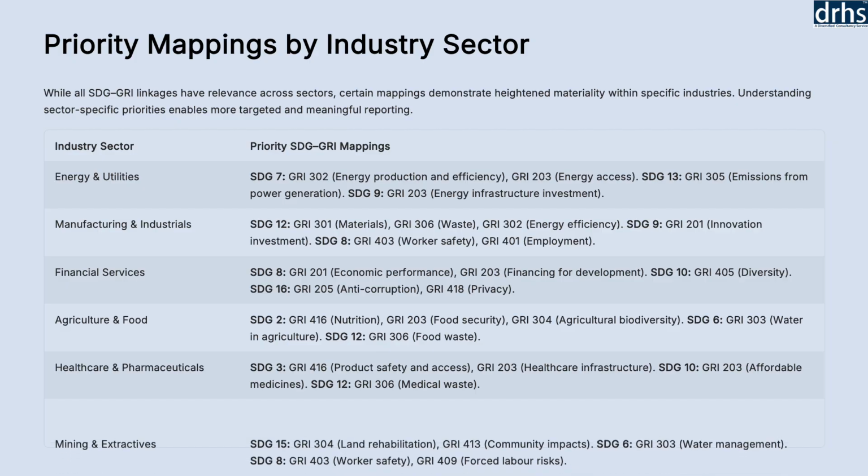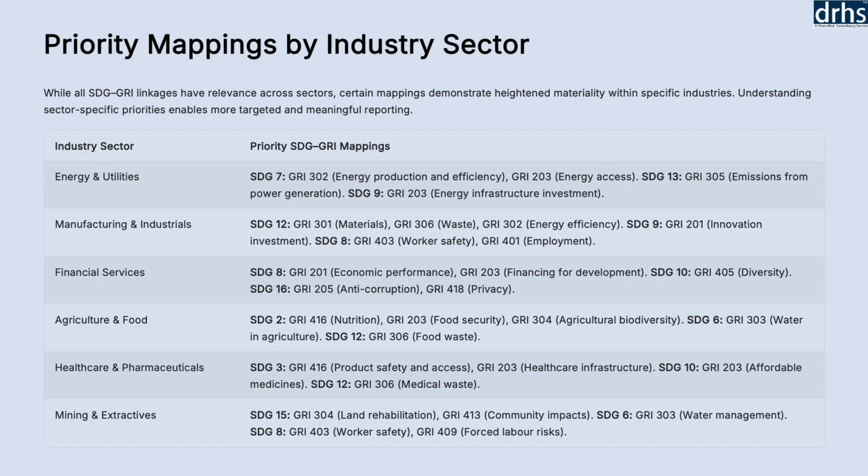Mining and extractives. Mining and extractives face heightened materiality for SDG 8, SDG 12, and SDG 13, driven by labor intensity, resource extraction, and emissions. SDG 6 and SDG 15 are critical due to water use, land degradation, and biodiversity impacts, alongside strong community engagement and governance requirements. Sector prioritized mappings enable focused sustainability strategies aligned with material risks, opportunities, and SDG outcomes.